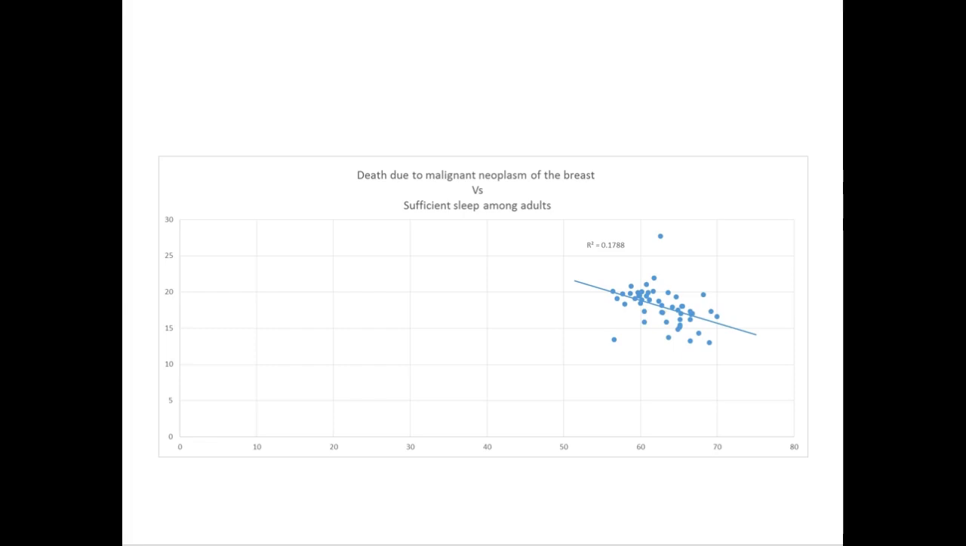So here we have an example with the percentage of adults who get sufficient sleep, and each dot represents a state because this was pulled from CDC Wonder. And on the y-axis, we have death due to malignant neoplasm of the breast. So the first thing we want to think about is whether we see a positive or a negative correlation. And here we're seeing a negative correlation.